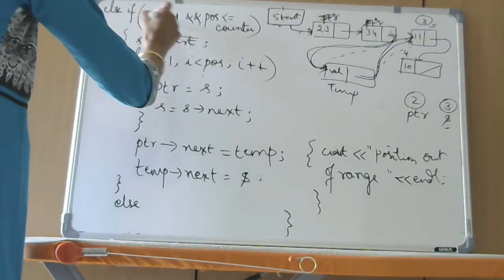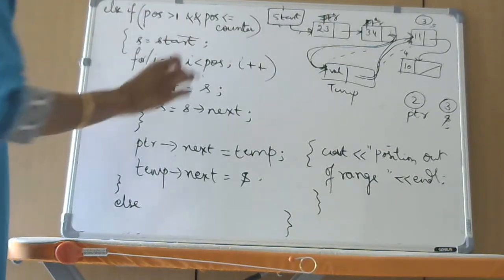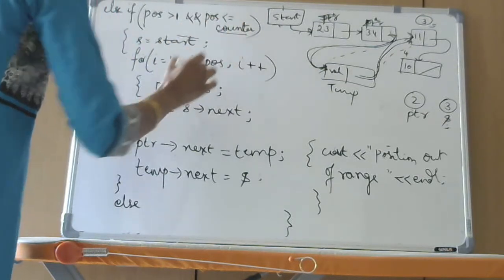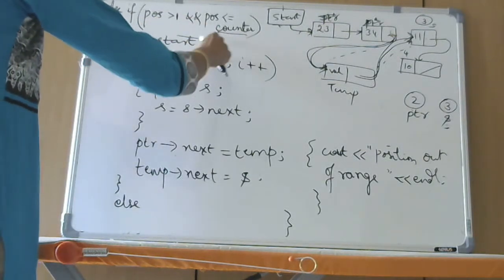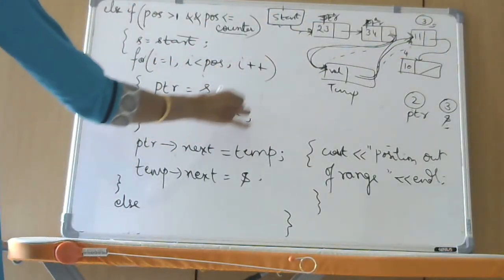Next, what we are checking, if the position is greater than 1. It is not sufficient if you simply check greater than 1. We should also see to it that it lies within this range. It is less than or equal to counter. Counter is nothing but the number of nodes that you have in the linked list. So I want to traverse up to that position where you want to enter. That is why we have taken this.